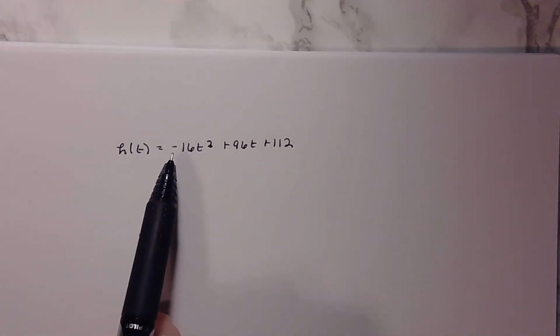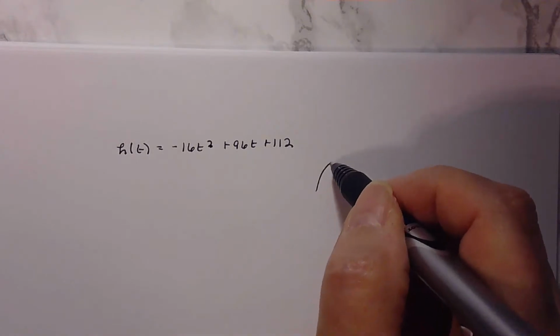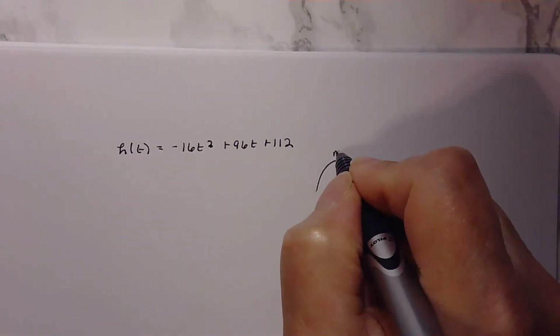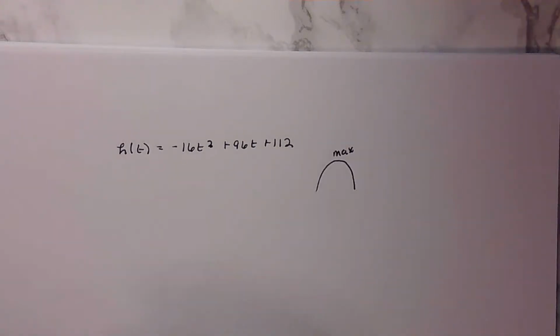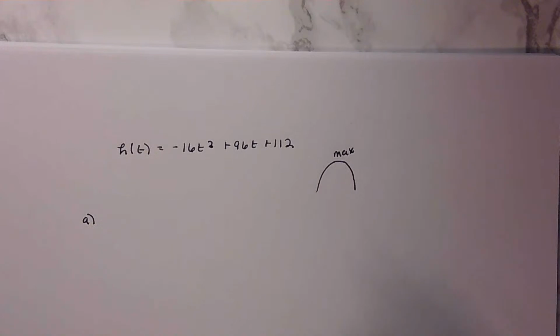We know just by looking at this function that this is a quadratic function, meaning its graph is a parabola, and it's going to open down because we have a negative out here, right? So I know that my function looks something like this, and I know that the top of the mountain is the maximum. And in part A, what we're trying to find is the maximum height of the ball, okay?